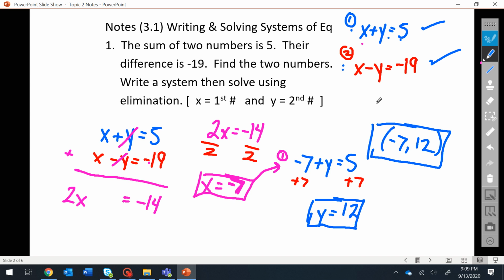And I've just found out where these two lines cross without having to graph the lines. But if you did graph the lines, you'd get the exact same solution.